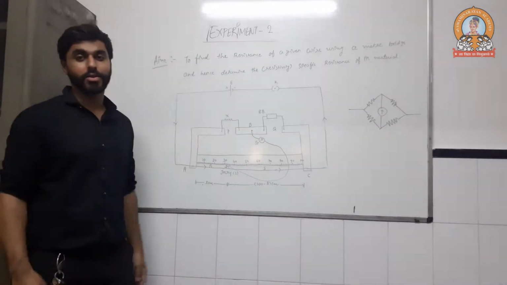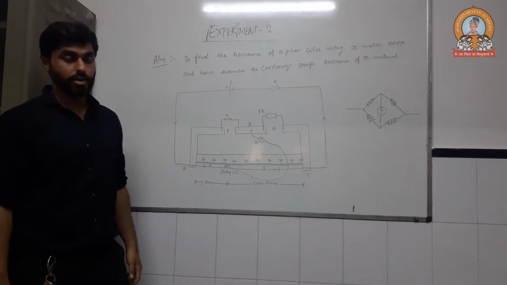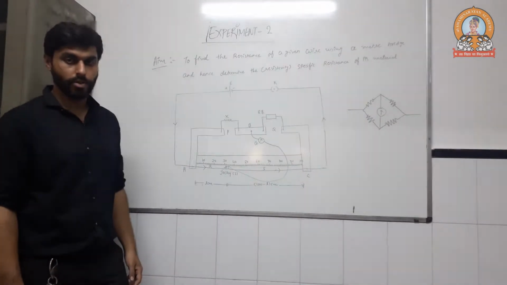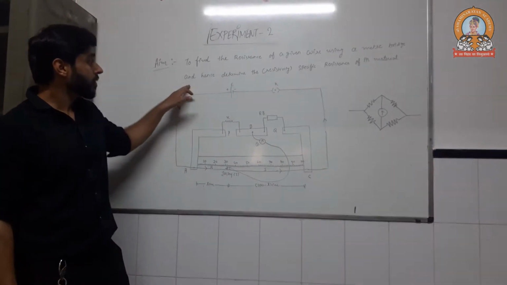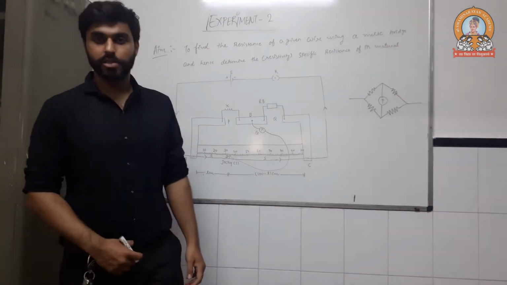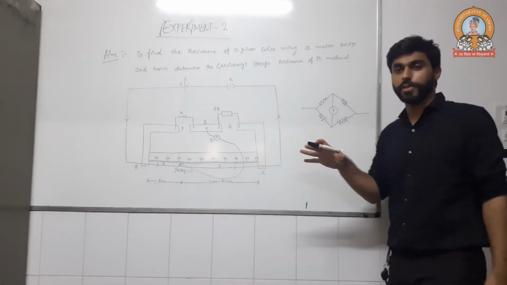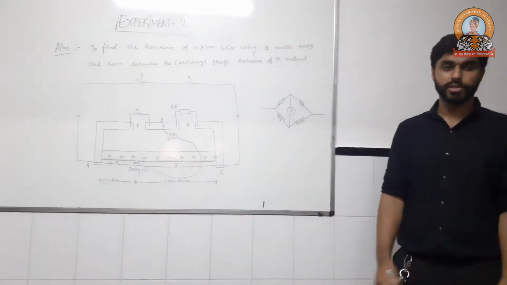Your next experiment: in this experiment, you need to find the resistance of a given wire using a meter bridge. I'll show you the meter bridge in a moment. And hence, determine the resistivity, that is, the specific resistance, of a given wire. This experiment is basically based on the Wheatstone bridge concept.